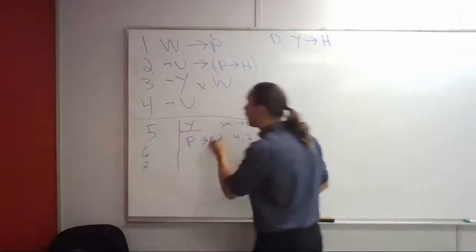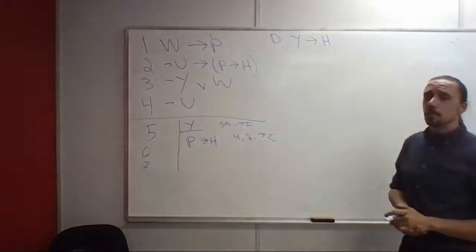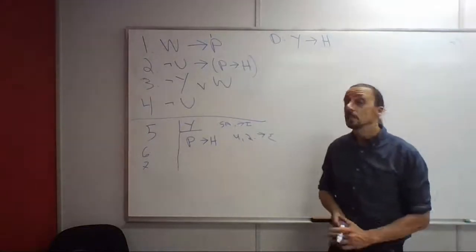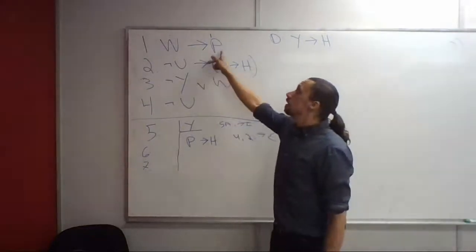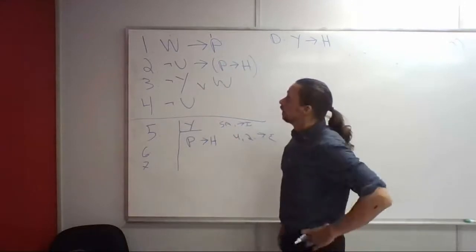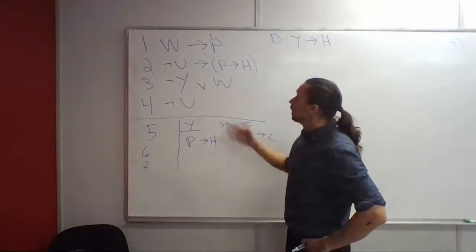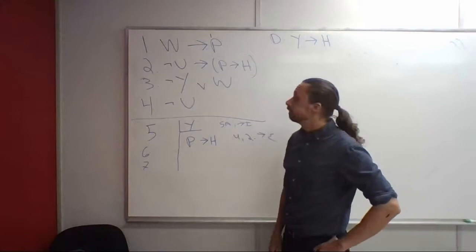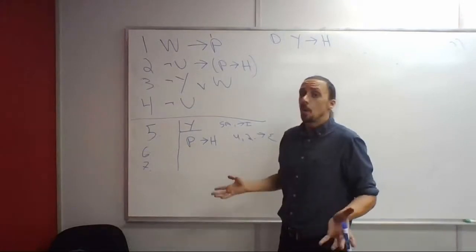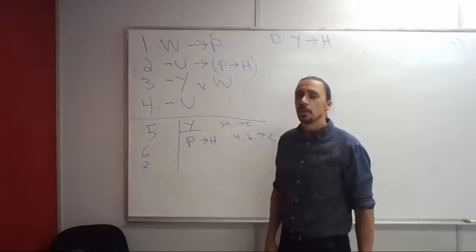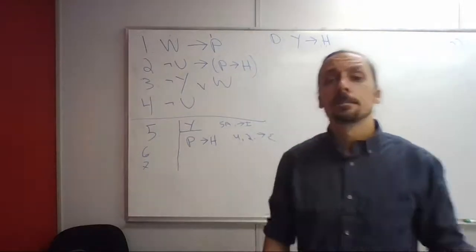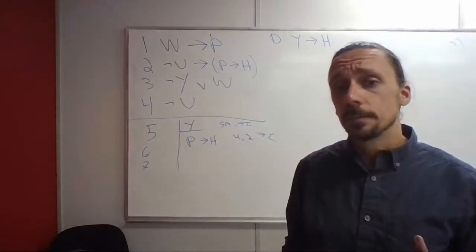All right. Now we want that H. How are we going to get it? Well, we need P. All right, where's P? Well, P is at the end of this here, this if W, then P. All right. Well, how am I going to get W? Well, let's have a look here.